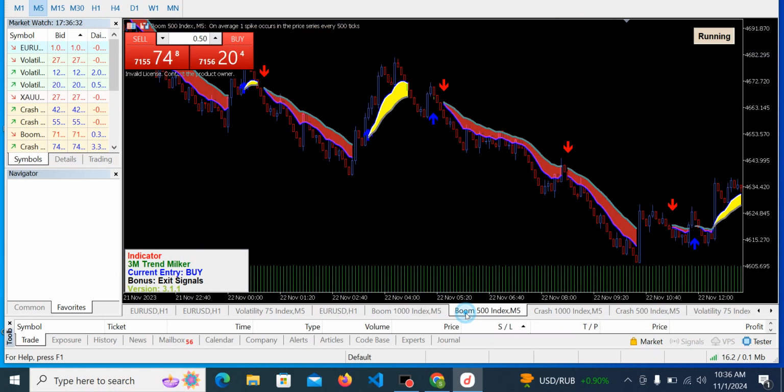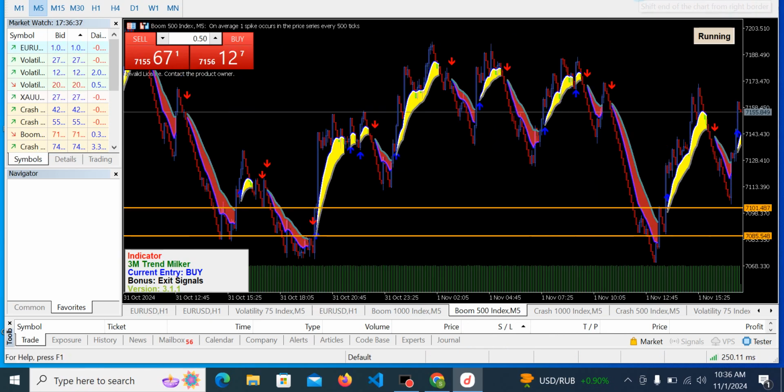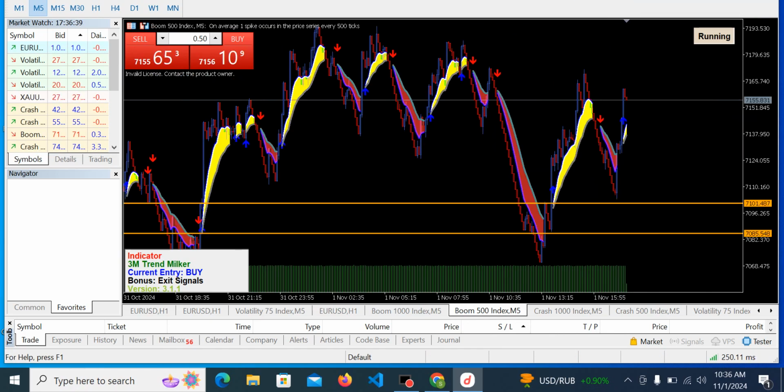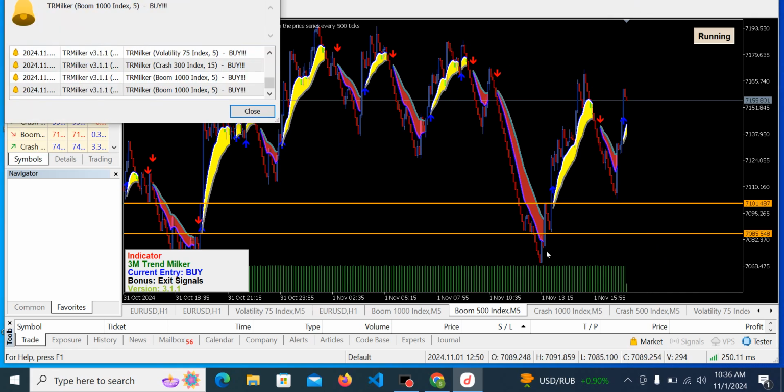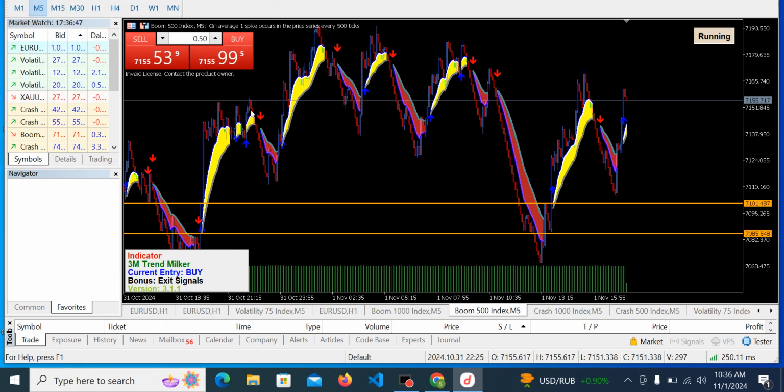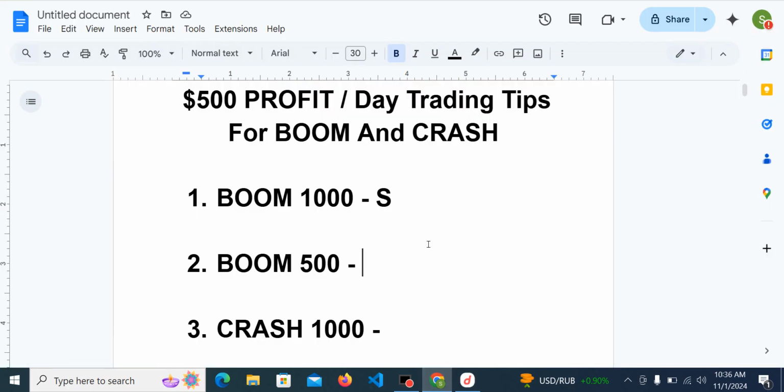Okay, so the next asset is going to be Boom 500. Let's check it out together. Okay guys, this is Boom 500. This actually went on a downtrend and came to an end around there. It bought for a while, and came back again, and it's buying right now. So this is going to be giving us more of a buying opportunity than a selling opportunity.